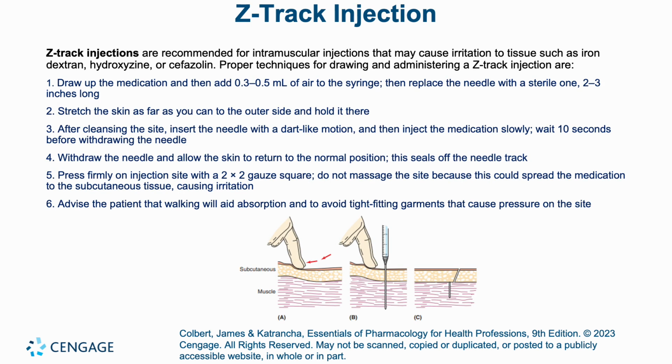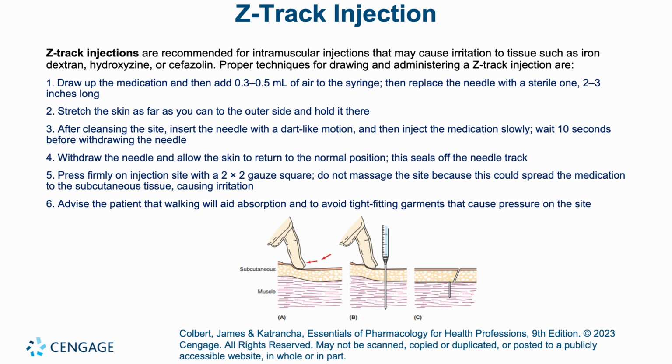Z-track injection. So Z-track injections are recommended for intramuscular injections that may cause irritation to the tissue. Some examples being iron dextran, hydroxyzine, or cefazolin. Proper techniques for drawing and administering a Z-track injection are drawing up the medication, and then you're actually going to add a little bit more air this time, 0.3 to 0.5 mLs of air, and then replace the needle with a sterile one, 2 to 3 inches long. So you are going to make sure that you have a second needle to replace it with.